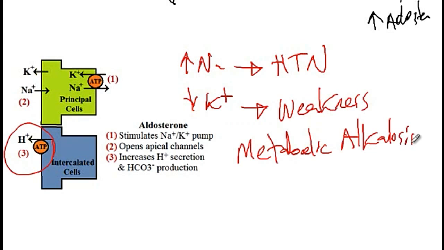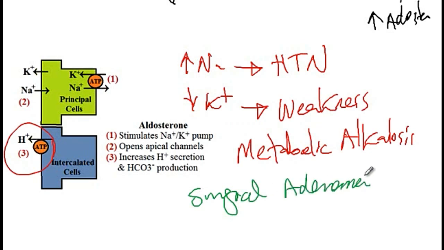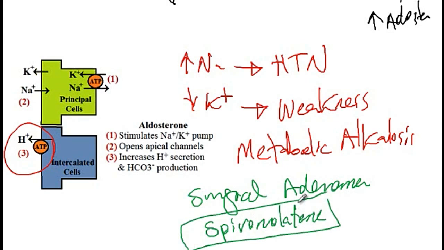And one way that you can treat these patients is the surgical resection of the adenoma, or in patients that have hyperplasia, you can treat them with spironolactone, which is an aldosterone antagonist. So the hyperplasia is treated with spironolactone, while adenoma is treated by the surgical resection.